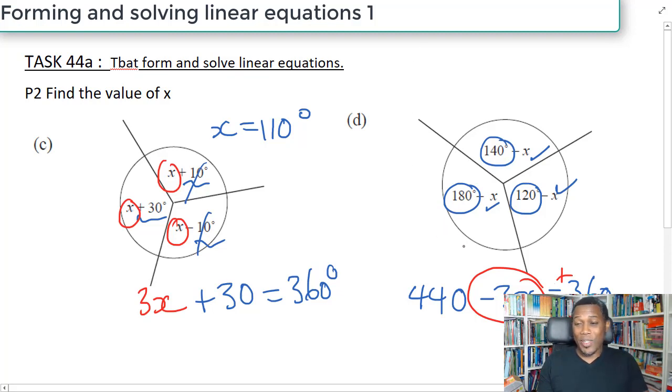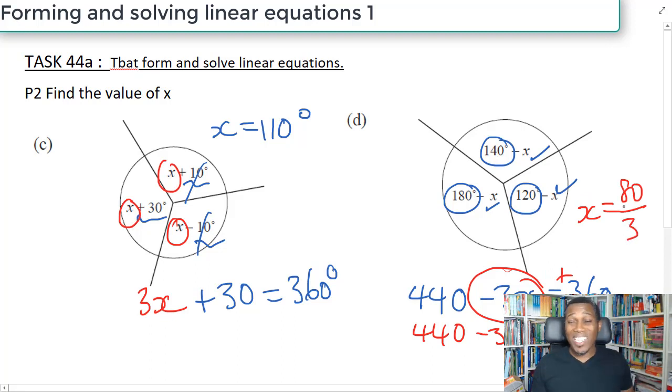Let's see if what you did is what I did. 360, so I'm going to take away 360. 440 take away 360 will give me 80 degrees. Yeah, 80 degrees is 3x. So x, in this particular case, is going to be 80 on 3.